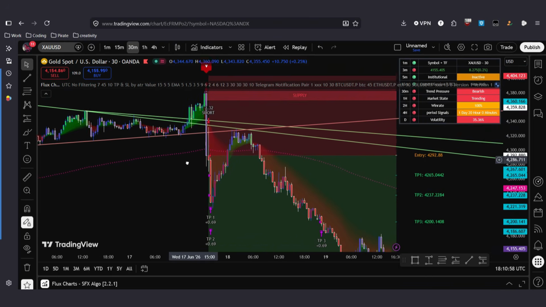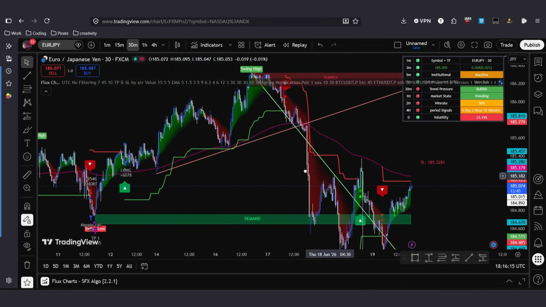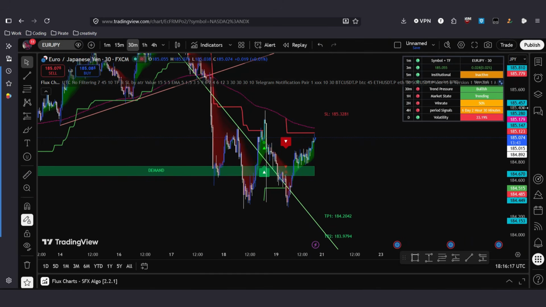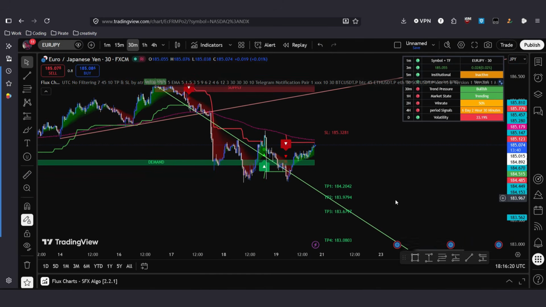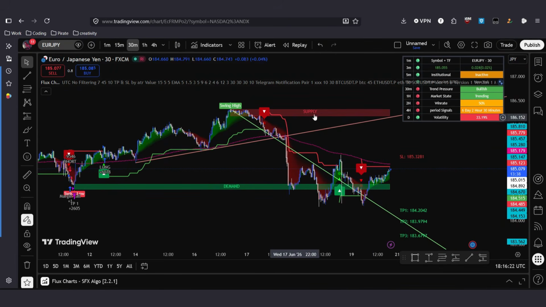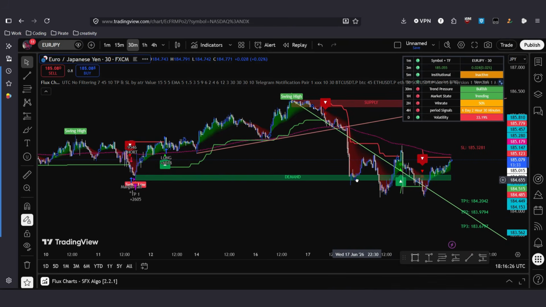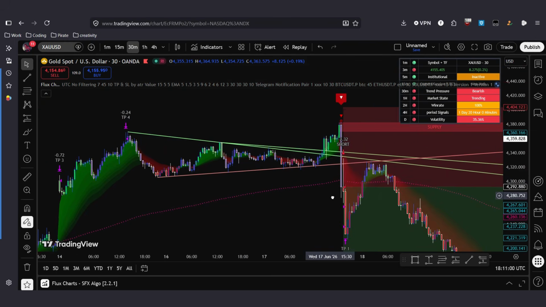That's useful if you want confluence. Supertrend flips and a trendline breaks. That's a stronger narrative than "arrow showed up." It also plots supply and demand zones using pivot highs and lows with an ATR-based width. Again, you don't need it, but it gives you a framework.